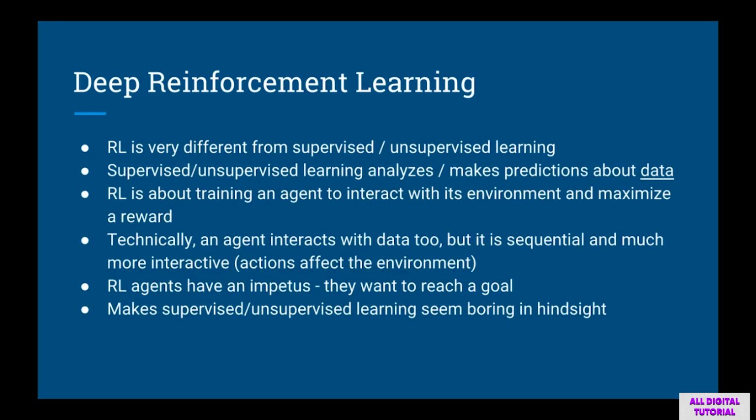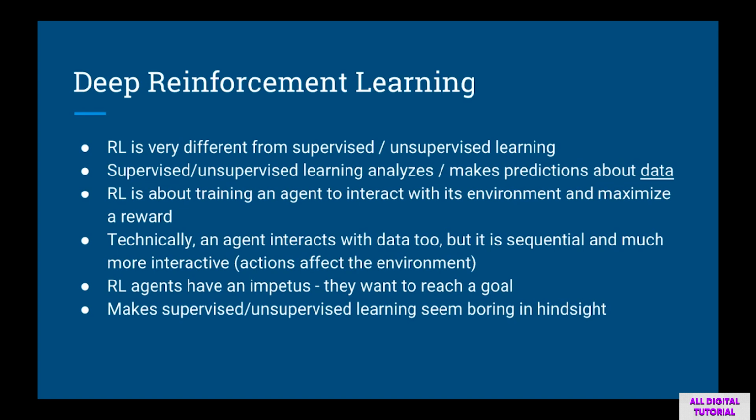We've seen that reinforcement learning is an entirely different kind of machine learning than supervised and unsupervised learning. Supervised and unsupervised learning algorithms are for analyzing and making predictions about data, whereas reinforcement learning is about training an agent to interact with an environment and maximize its reward. Of course, when it comes down to it, an agent sensing its environment is also data, but the way that it interacts with it is completely different.